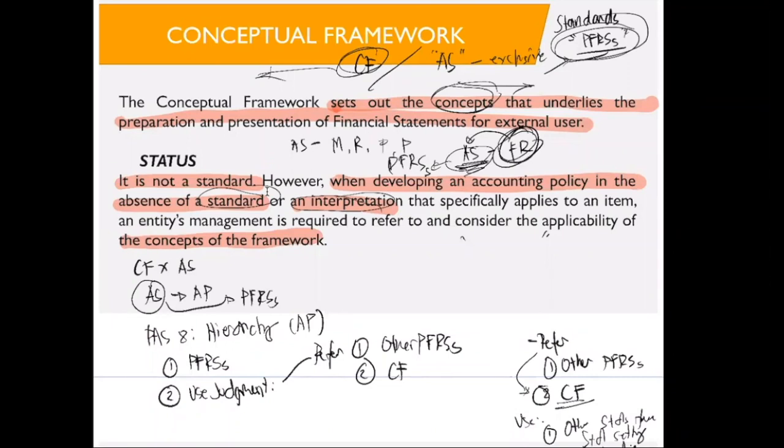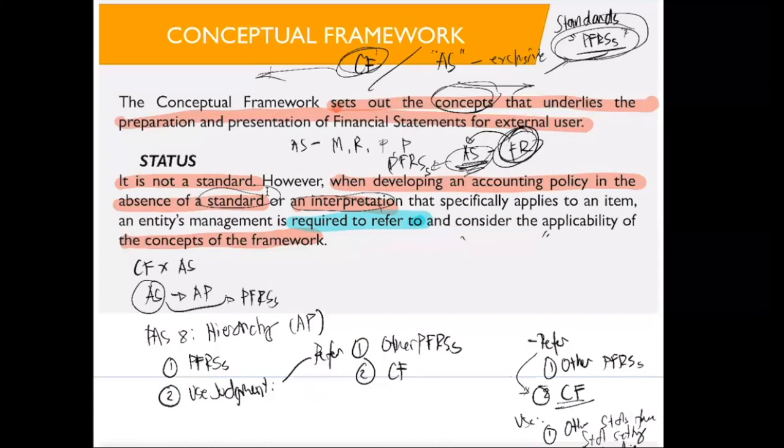That's why we say that your conceptual framework is only in a supporting role, because what we really do is first apply the accounting standard, and then if there is no accounting standard, we refer to your conceptual framework. Take note, we only refer to your conceptual framework. Required to refer to your conceptual framework. Now, what if even the conceptual framework cannot account for the transaction or event? What do we use?